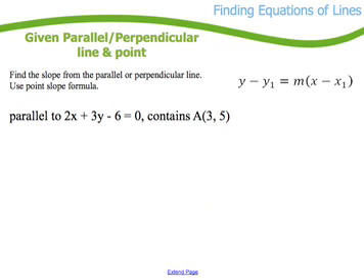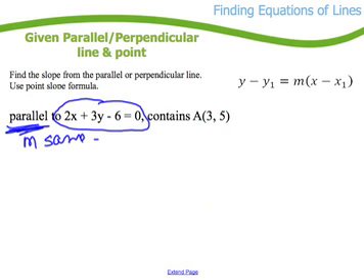Lastly, sometimes they'll give us some of the characteristics of the line, and they want us to find the equation. So find the equation of the line, given that it's parallel to this line and it contains this point. Well, if it's parallel to this line, the word parallel means that the slopes are the same. So what I need to do is figure out what the slope of this line is. Once I know what the slope of that line is, then I'll have a slope and a point, and away I go with this formula. I'm getting good at that now.